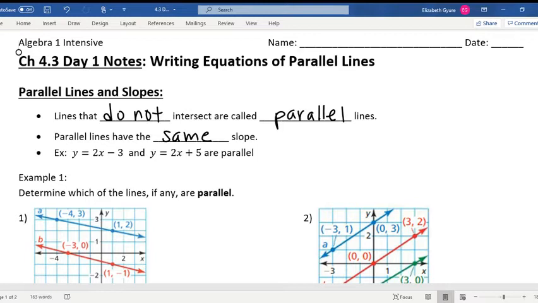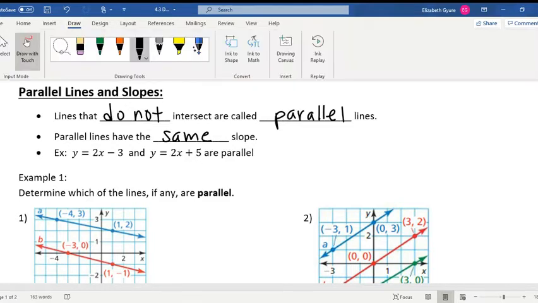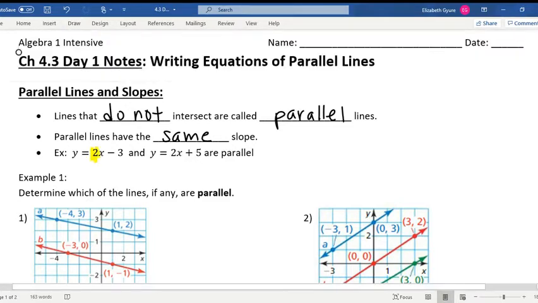Remember, your slope is the m, it's the number in front of your x. So if you look at these two equations here, y equals 2x minus 3 and y equals 2x plus 5, see how they both have a little 2 in the front? That means they're parallel. They have to have the same little number with the x.